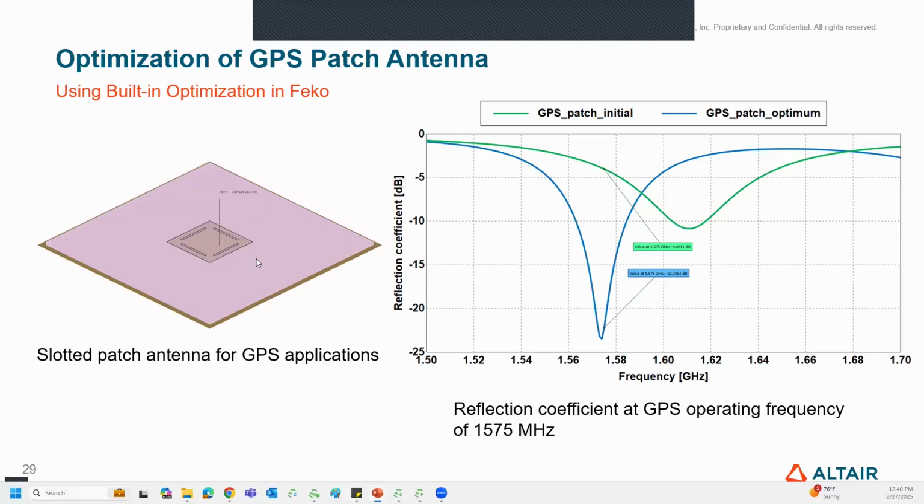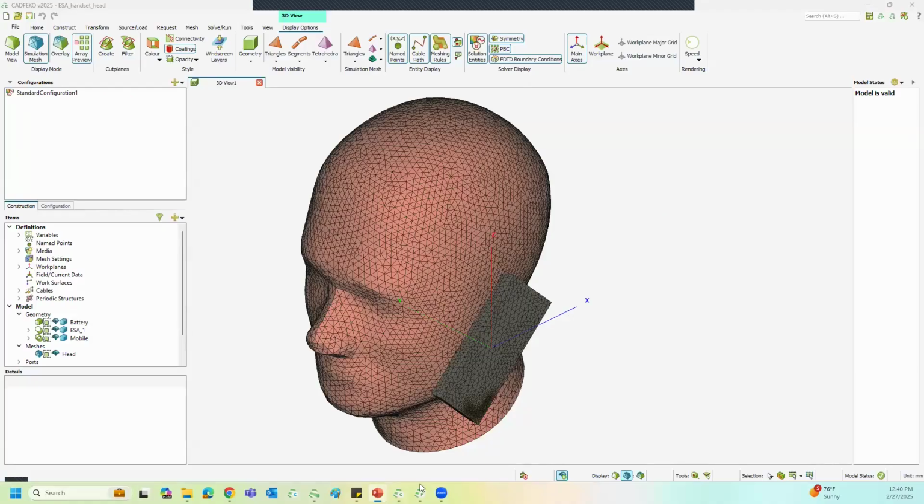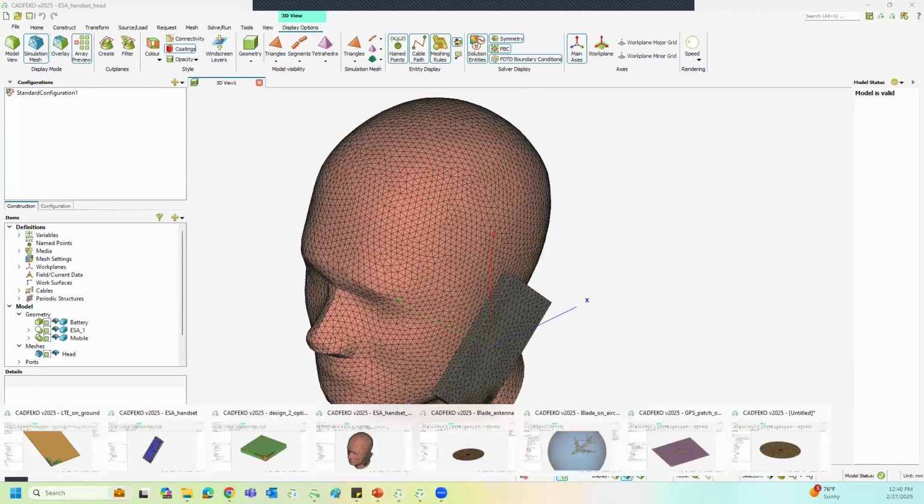printed patch, obviously for GPS applications. So we're trying to design an antenna for the 1575 megahertz GPS operating frequency. Okay? Now, when we have the base design, it is not exactly operating at the desired frequency. Then using the built-in optimization in FEKO, you can fine-tune the design to meet the desired specifications, okay? To shift the resonance to the desired 1575 megahertz. Okay? So let me demonstrate that as well.